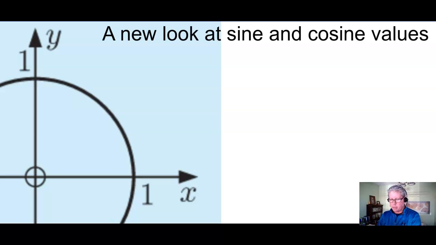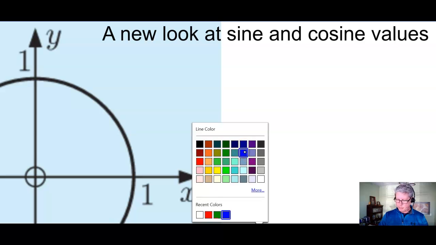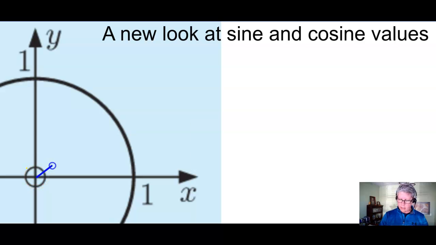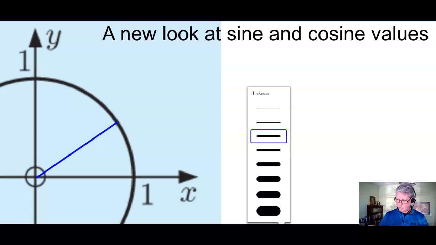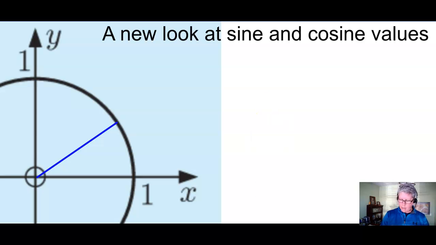So this is probably the most important slide that we're going to have. I'm focusing in the first quadrant. This works for the whole unit circle. So you might want to take your time, make sure you get a good picture here. All right, let's go blue. And I'm just going to pick a random angle. And we're going to make this theta.